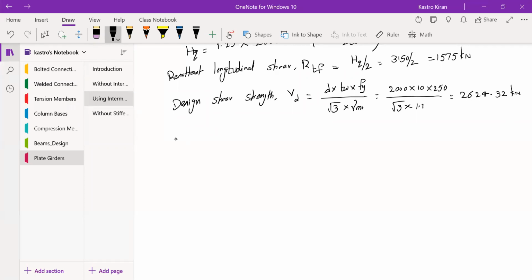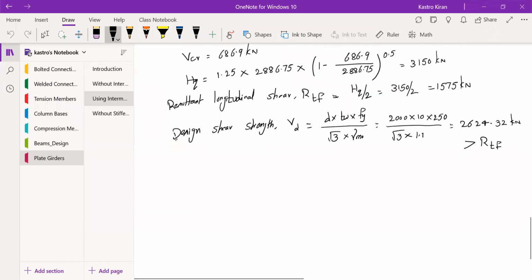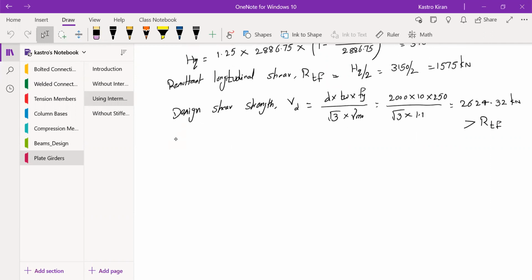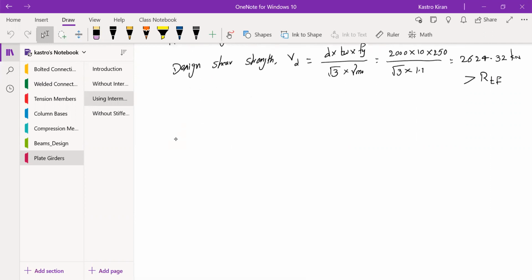2624.32 kilonewtons. And remember, this value must be greater than the resultant longitudinal shear force, that is RTF. So what is the value of RTF? It is 1575. So 2624 is greater than 1575. Therefore, the end panel is safe to carry the forces.